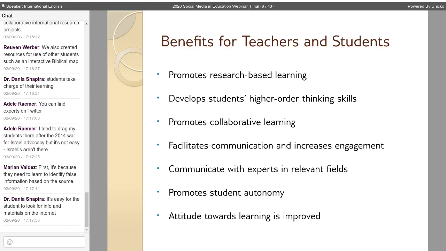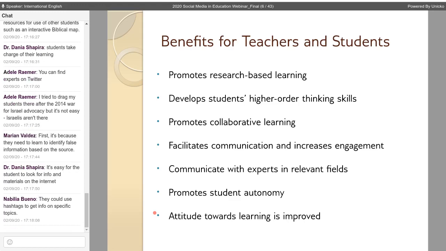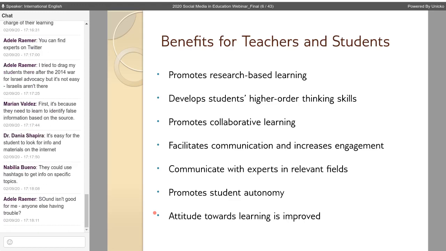All right, Marion says first, because they need to learn to identify false information based on the source. It's easy for the students to look for information materials on the internet. That is correct. So in order to promote research-based learning, which is a very important 21st century skill, we can ask students to watch some YouTube videos on a certain topic, a topic which is related or links to your weekly learning objectives or learning aims.